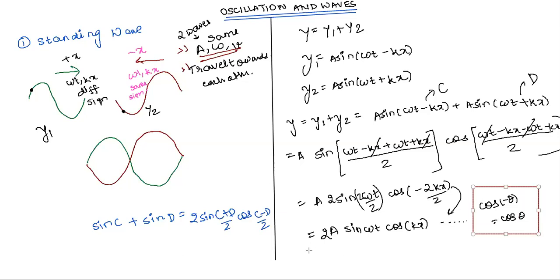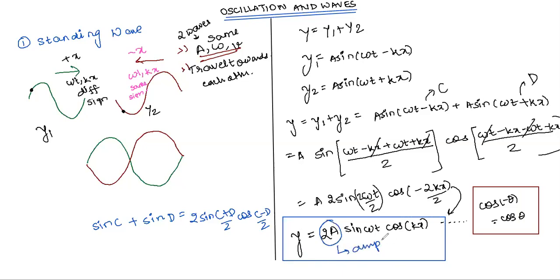So therefore we get the final expression for a standing wave as y equals 2a sin(omega t) cos(kx). Class, just have a look at this equation. If you try understanding, this value 2a is the amplitude of the standing wave. Very important, right? Amplitude of the standing wave.